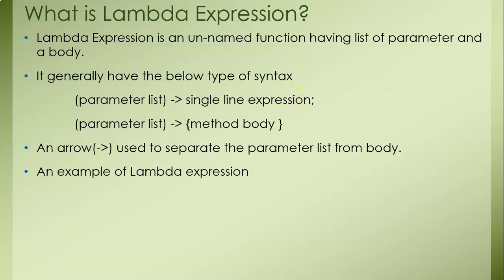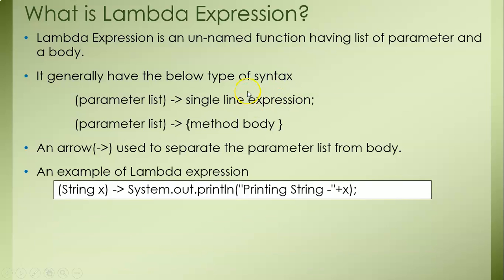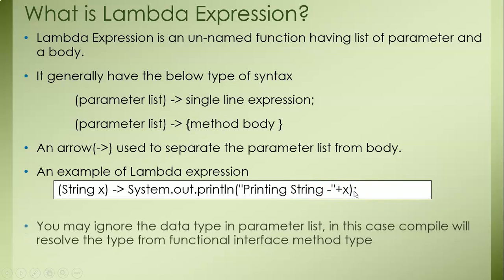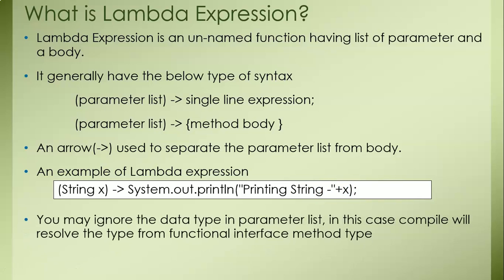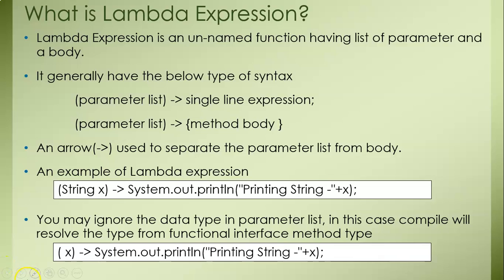So here is an example of a lambda expression. In this lambda expression, we are simply printing a String variable using the System.out.println statement. So String x is the parameter list, and System.out.println is the body of the function. And we can further shorten the lambda expression by ignoring the data type in the parameter list. We can simply rewrite it without mentioning String, and the compiler will resolve its type by comparing with the functional interface.